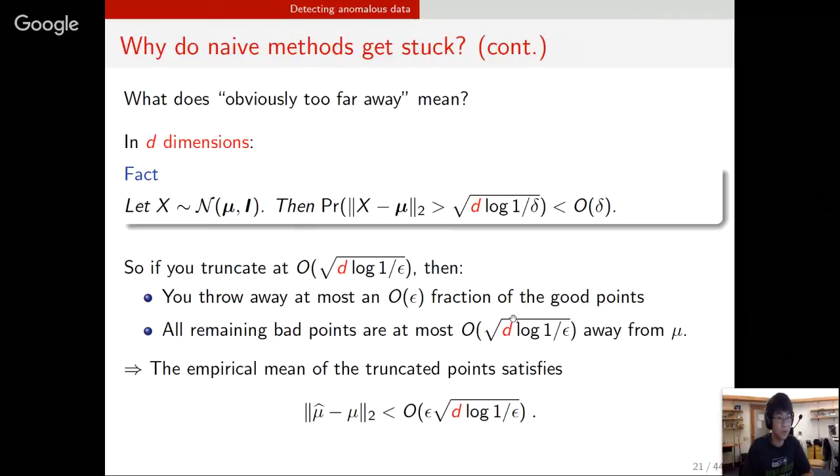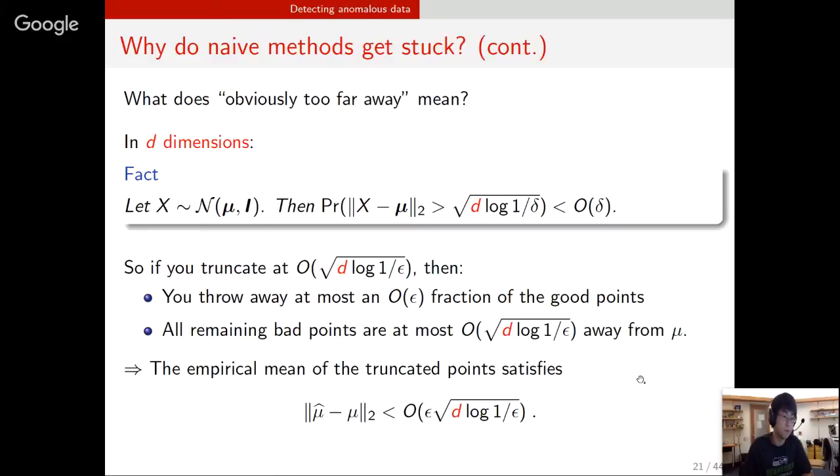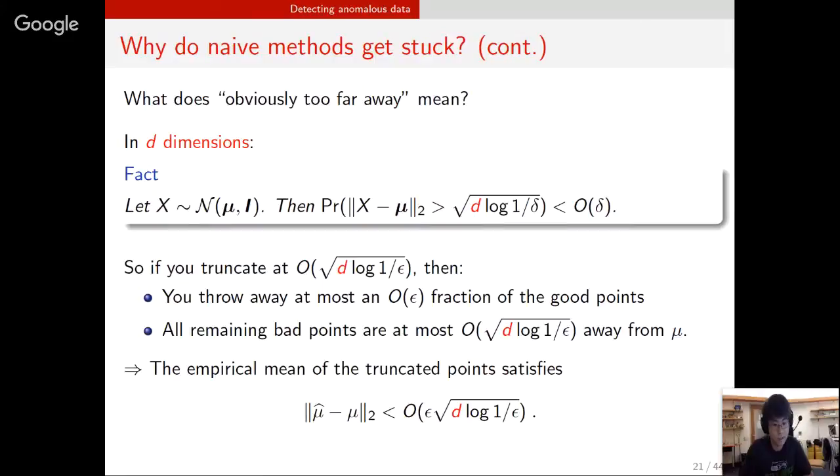Now the bad points are super far away from the mean. They're all square root D log 1 over epsilon away from the mean. And that means the empirical mean of the truncated points is quite large. The distance is now you lose this root D factor. And this is more or less inherent in the approach. But the good points are basically all concentrated within distance of roughly root D, so the bad points cannot be too close either, right? Yes, exactly. And so this root D is really there. And so when you truncate at this, the bad points are really going to be at this root D. Give me a second, I'll show you a picture, which is just saying what you're saying.